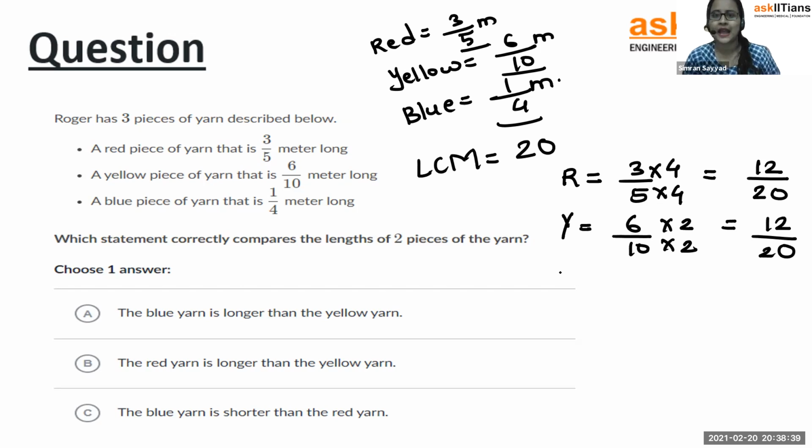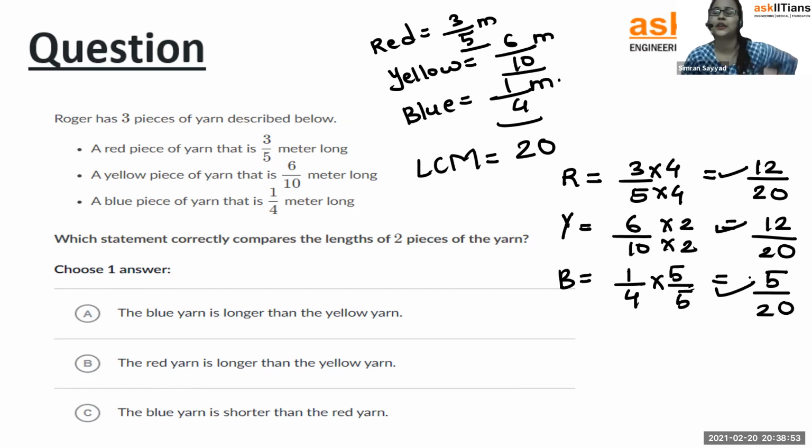And what about the blue one? It is 1 by 4. So it's into 5 and into 5. It is nothing but 5 by 20. Now I can say 12 by 20, 12 by 20, 5 by 20. Now I can compare them. These are the terms. Now let's check the options which they have given.